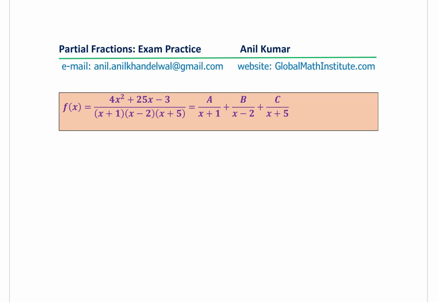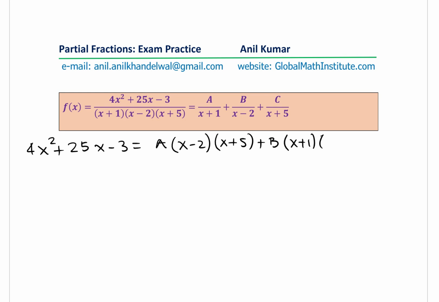So we can actually rewrite this equation as 4x squared plus 25x minus 3 as equal to, so let's write the same equation again, a times (x minus 2) times (x plus 5) plus b times (x plus 1) times (x plus 5) plus c times (x plus 1) times (x minus 2). Okay? So we got this.